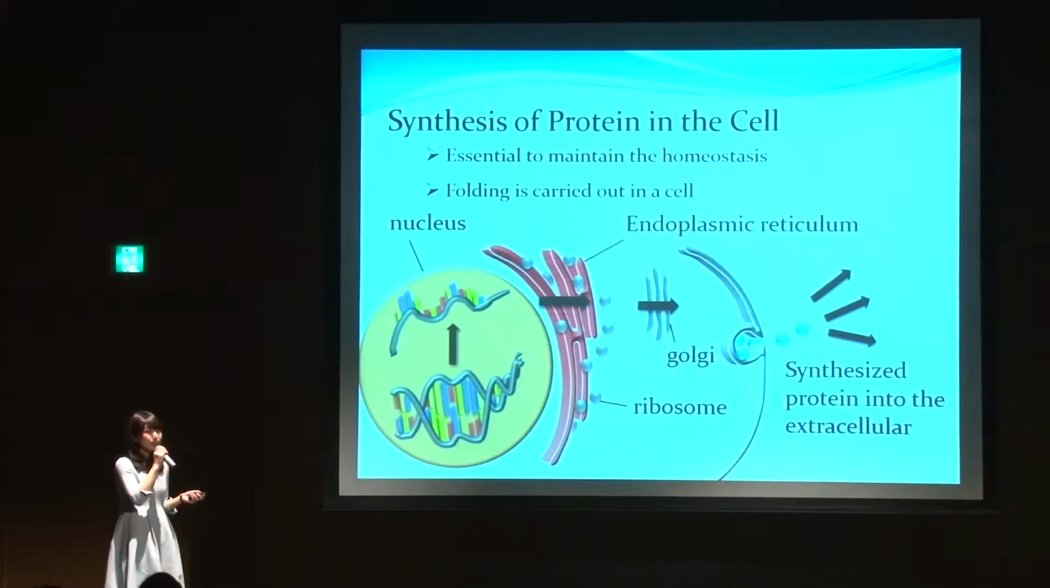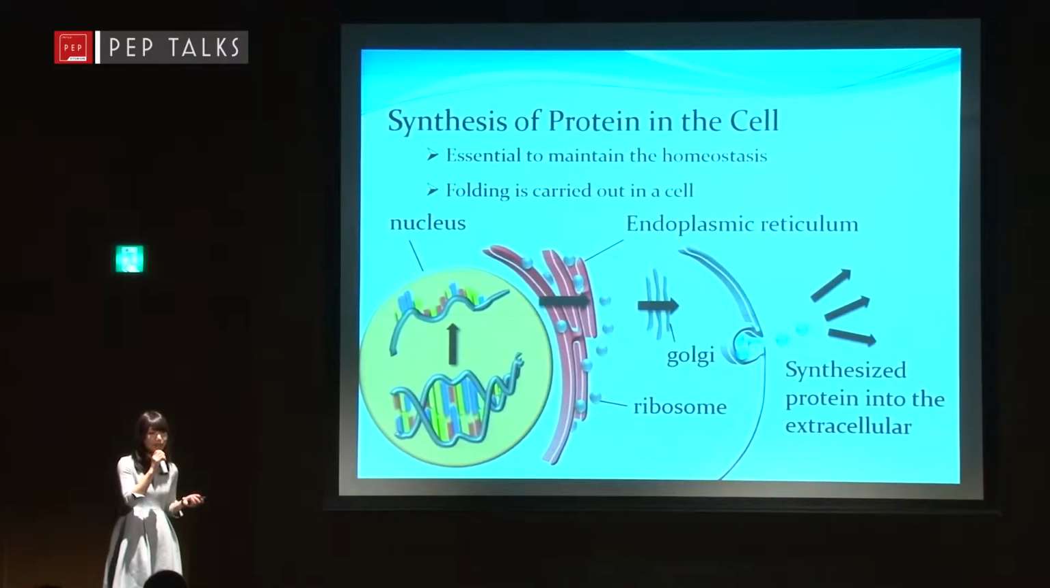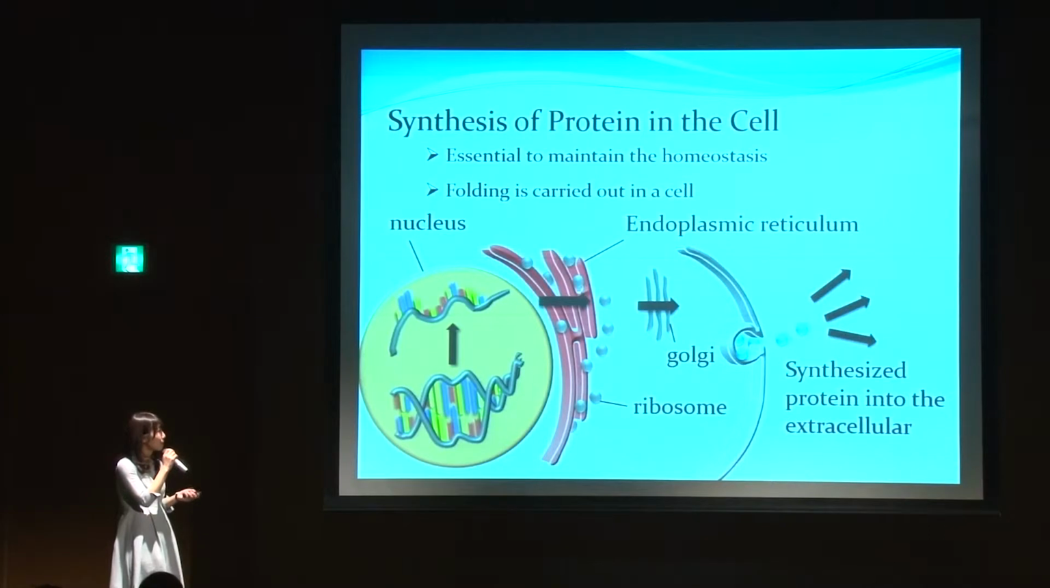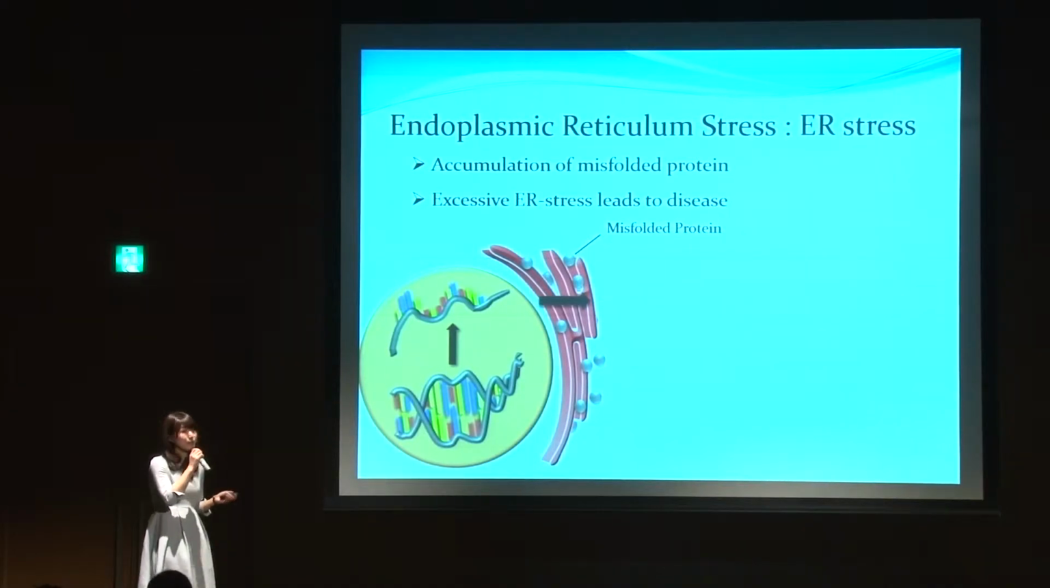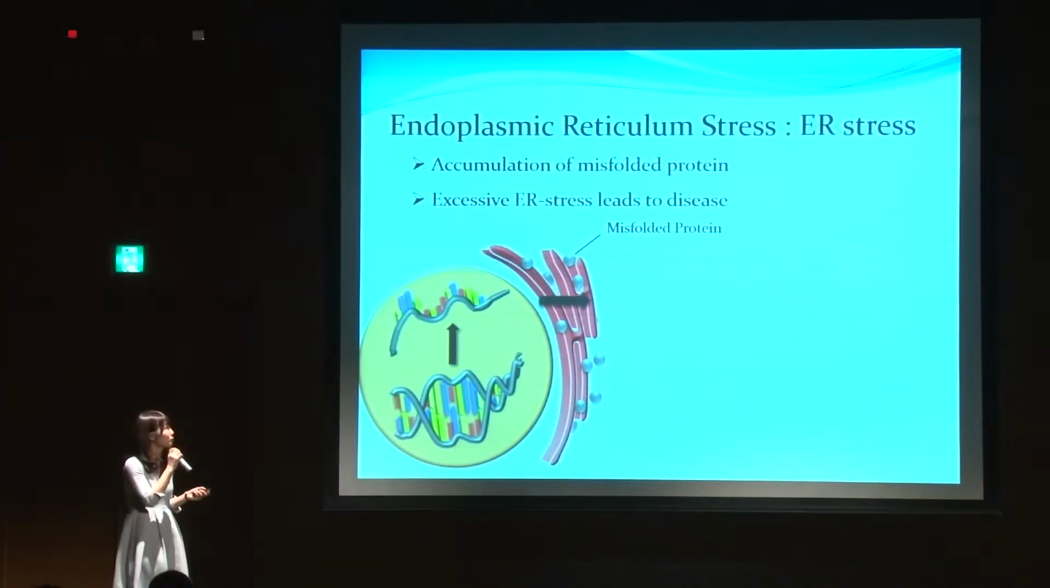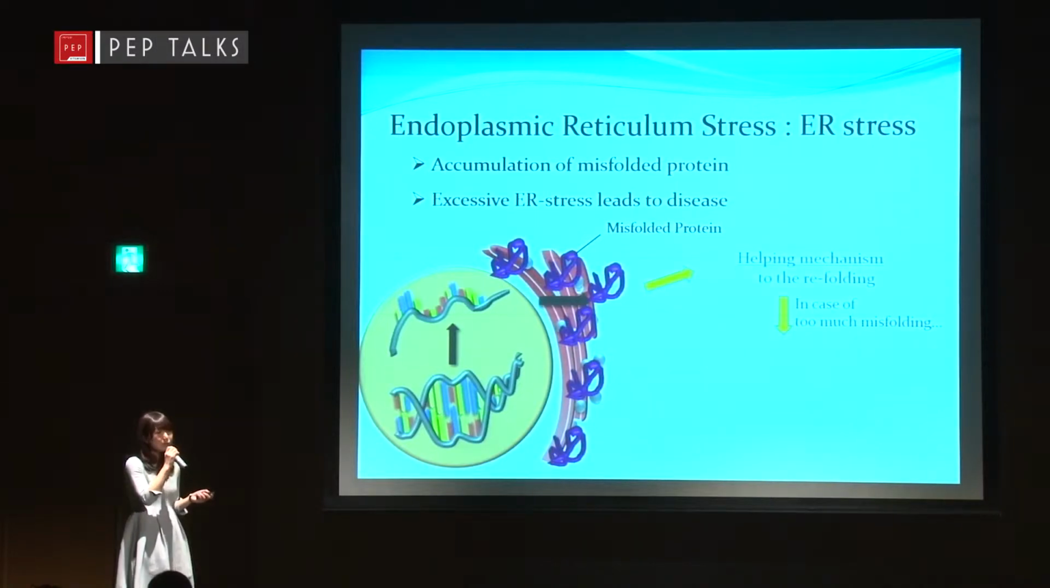First of all, I will explain about the synthesizing of protein. It's essential for life to survive in the process of synthesizing protein. Polypeptide is folded into its conformation in the cell. But the mechanism of folding of proteins sometimes makes a mistake. It's wrong folding. To deal with wrong folding, there is a helping mechanism that refolds misfolded protein.